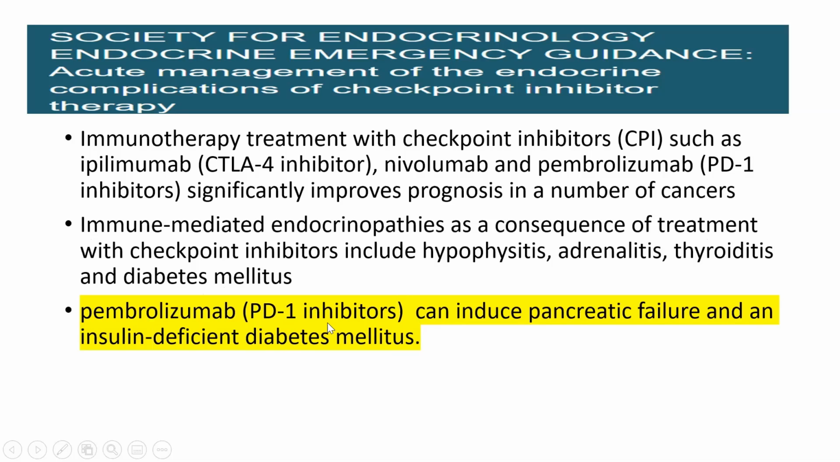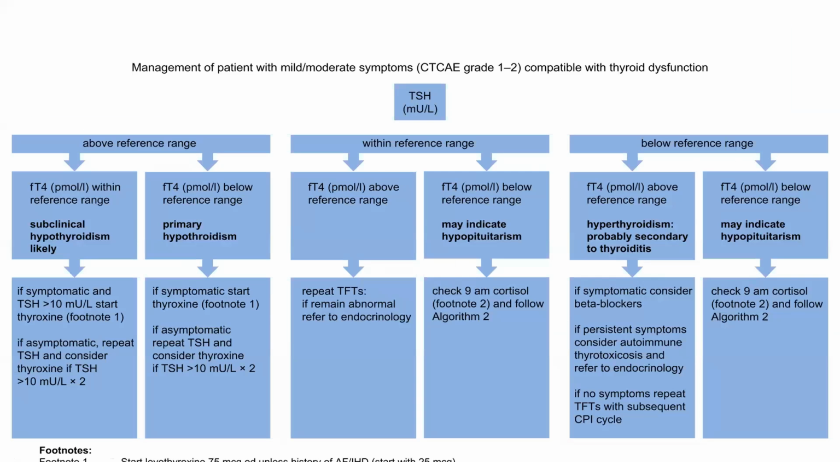Apart from that question, there is another question which we are seeing in this scenario. What are the other important effects of these checkpoint inhibitors which we should know of? We should always monitor the TSH of these patients. If, of course, the FT4 is within the reference range, but the TSH is high, then we are talking about subclinical hypothyroidism, which is possible. And if the patient is symptomatic and the TSH is more than 10, then in this case, thyroxine will be indicated. If asymptomatic, then repeat TSH and consider thyroxine if TSH is more than 10 two times. So this is again a very important guidance. This is specific to these checkpoint inhibitors.